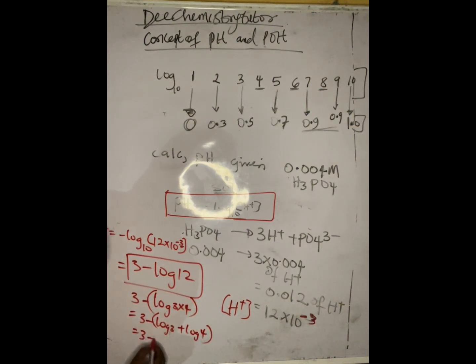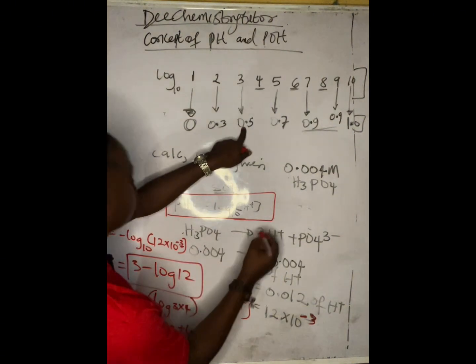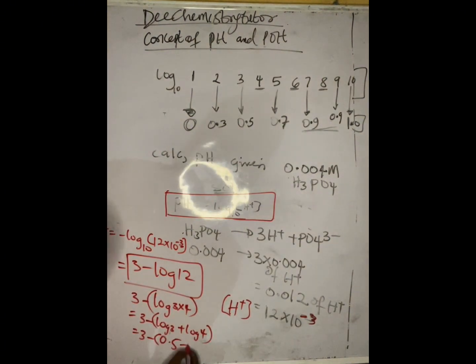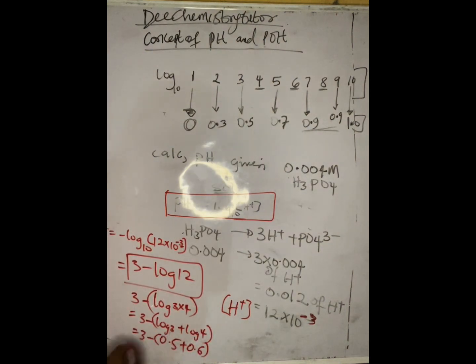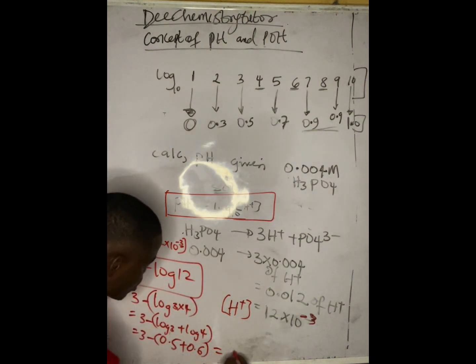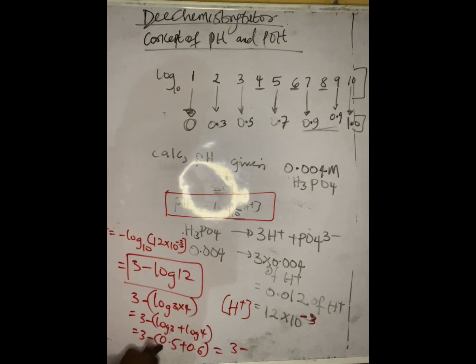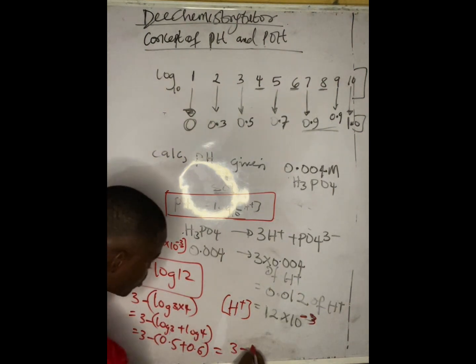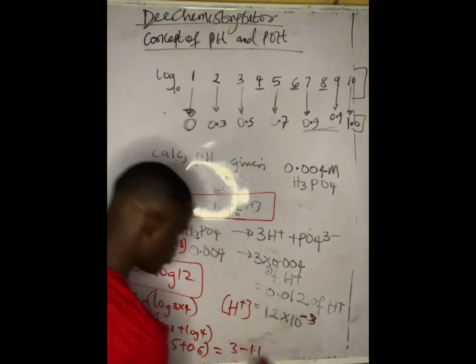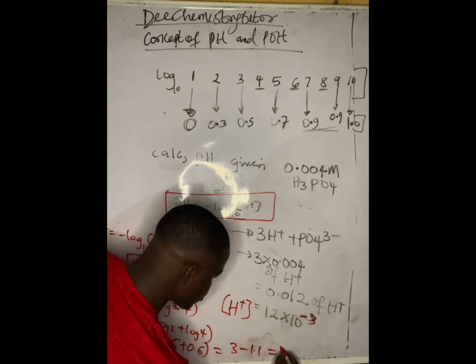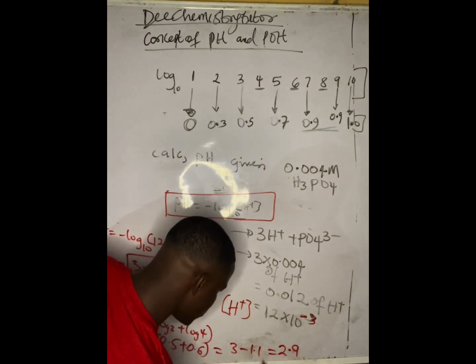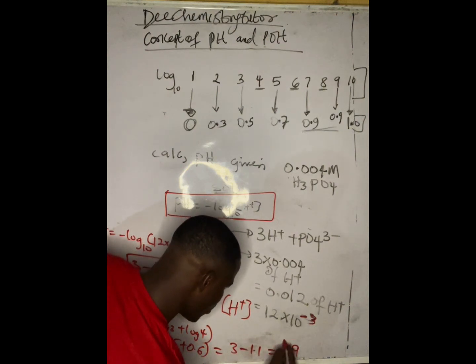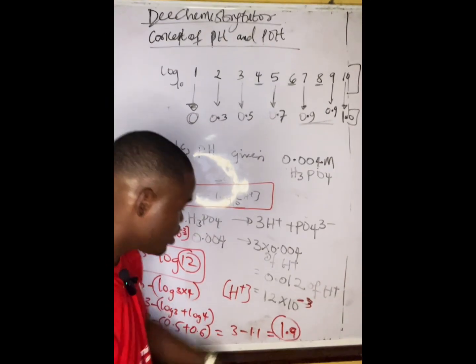So this is 3 minus, log 3 is 0.5, log 4 is 2 times log 2, which is 0.6. So this will be 3 minus 1.1. So the answer will be what? 2.9. No? I think this is 1.9. Okay, so this is the answer.